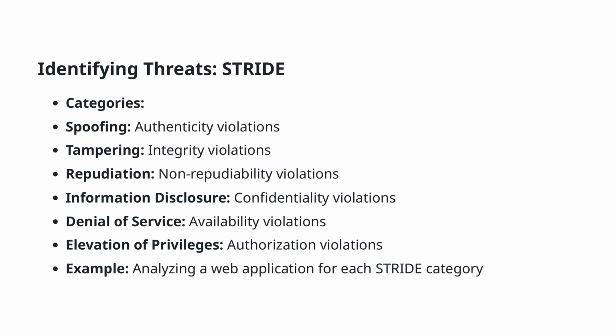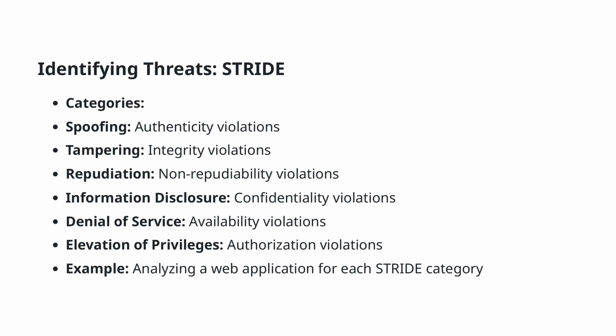Spoofing involves authenticity violations, where an attacker masquerades as another user. Tampering refers to integrity violations, where data is maliciously altered. Repudiation covers non-repudiability violations, which involve actions lacking proof of origin, like denying performed actions.